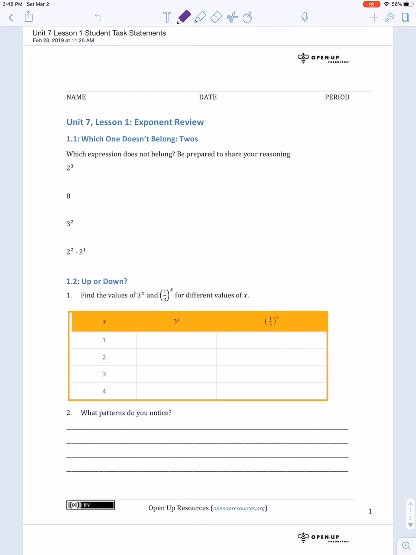As you guys know, throughout our units, when we do which one doesn't belong, there is a reason for each and every one not to belong. So go ahead and pause the video and tell me which one doesn't belong and why.